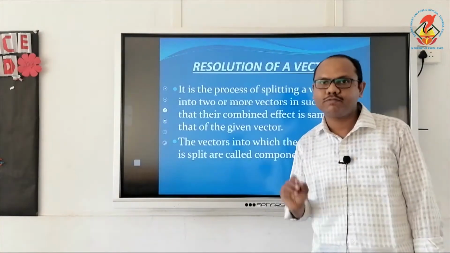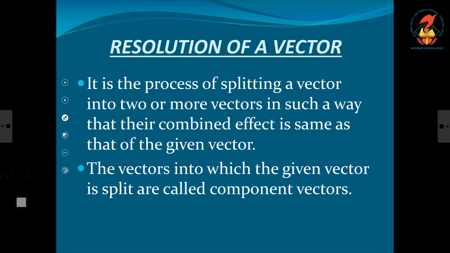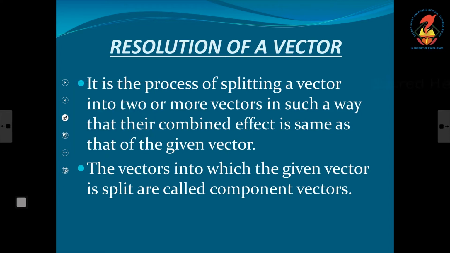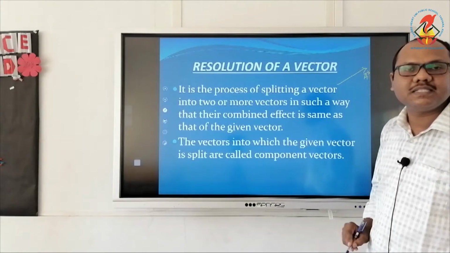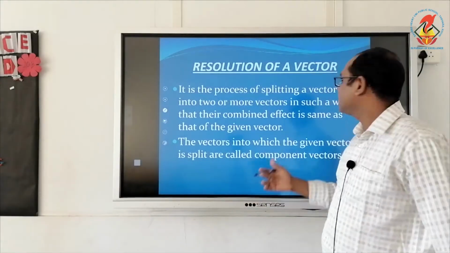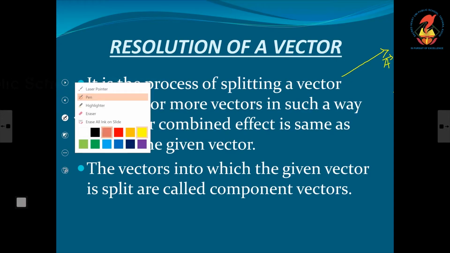see, I am just making a rough figure here. If I draw a vector here, see, for example, this is vector A. I can split this vector into two components or three components. So I just do it like this. Vector A is split into two parts.